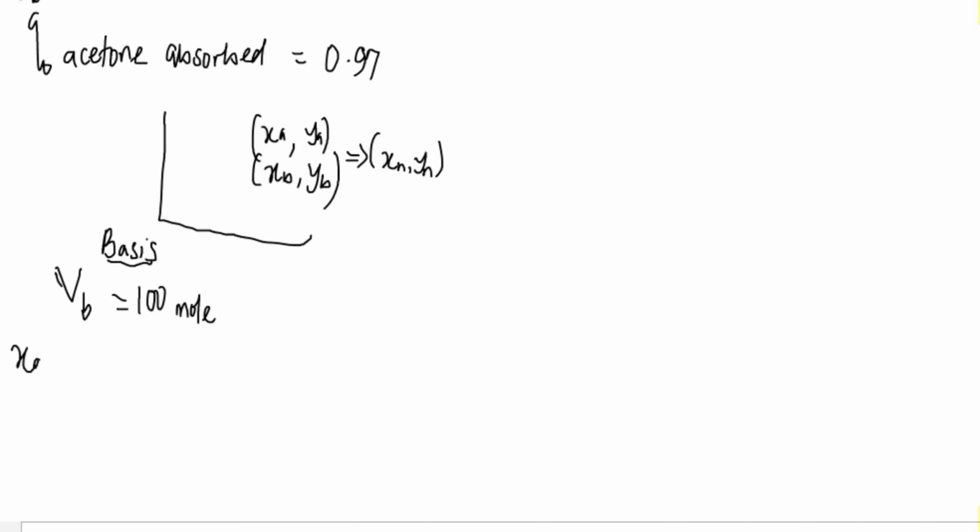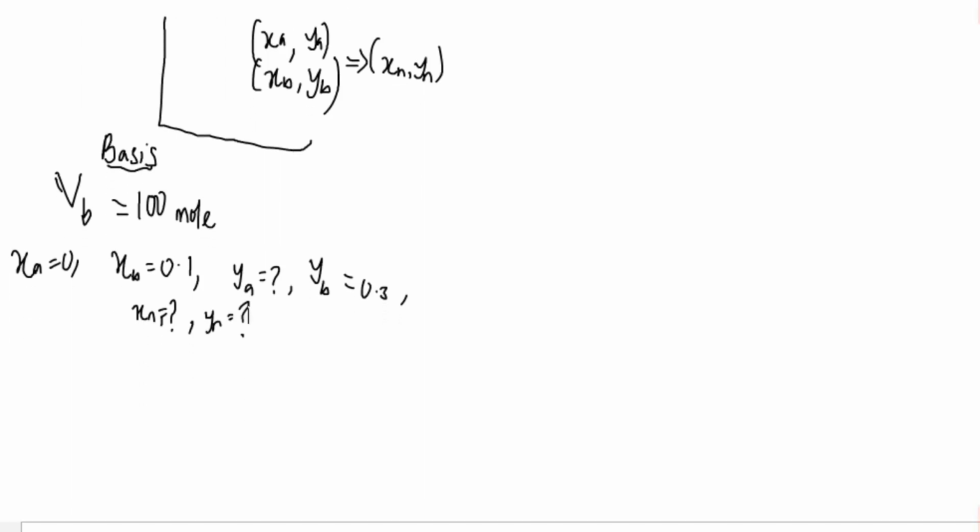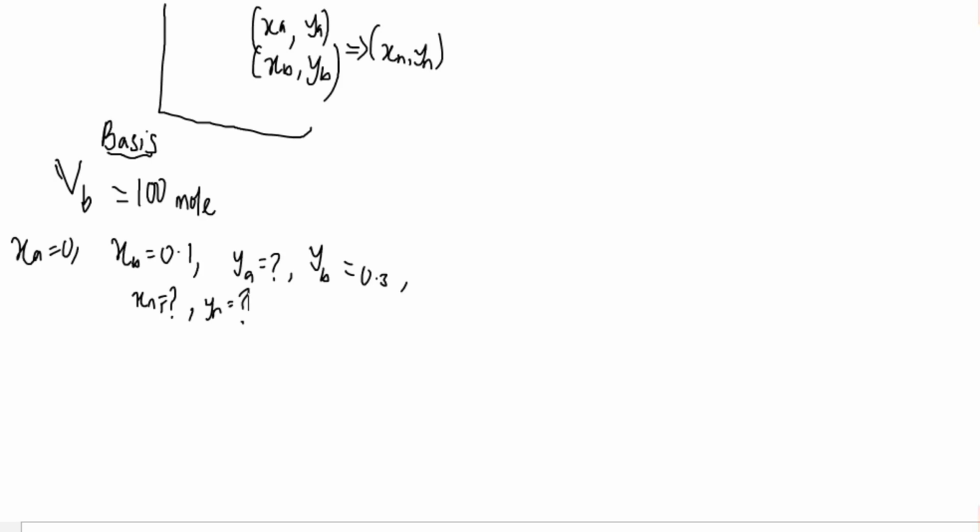I'm given that XA is equal to 0, XB is equal to 0.1, YA I'm not given, I'm going to account for it. YB is 0.3, and then I'm going to account for YN and XN. XN, I don't know it, and YN. These are the points I'm going to determine for the operating line.